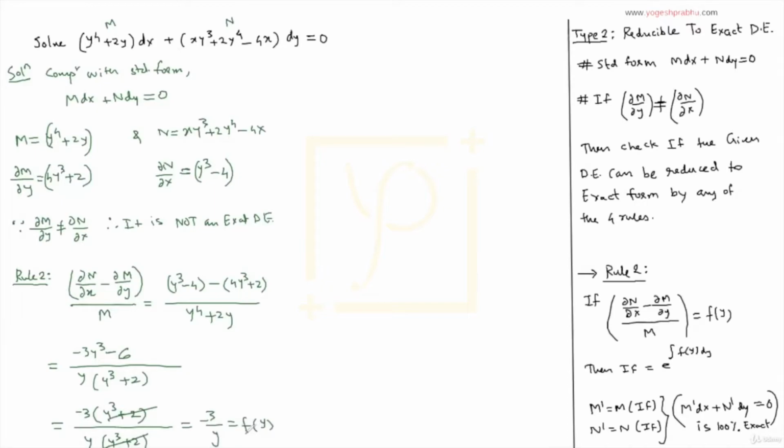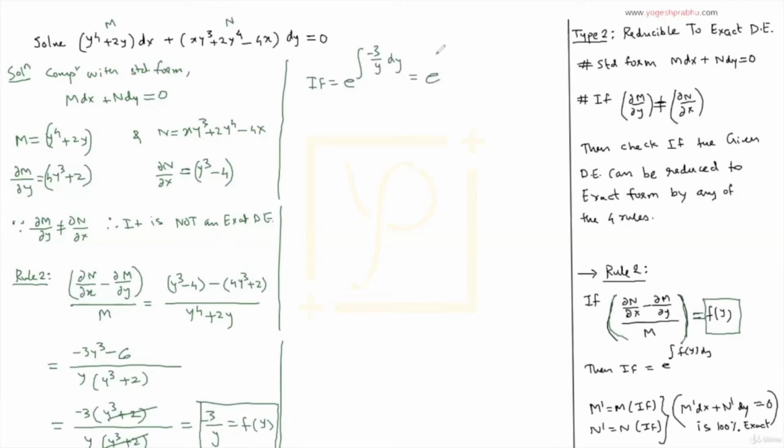Okay, and as per the rule, if we solve this and if we get the answer as f of y, which is exactly what we have got here, in that case we can find the integrating factor very easily. Okay, that is e raised to integration of f of y. So now let us find the integrating factor. Let me use the space for that. So integrating factor IF is going to be e raised to integration of the function of y. The function of y is minus 3 by y. So it is minus 3 by y dy.